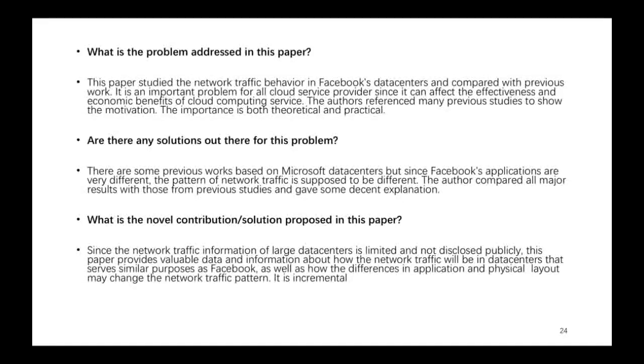Now, what is the novel contribution or solution proposed in the paper? Since the network traffic information of large data centers is limited and not disclosed publicly, this paper provides valuable data and information about how the network traffic will be in data centers that serve similar purposes as Facebook, as well as how different applications and physical layout may change the network traffic pattern.